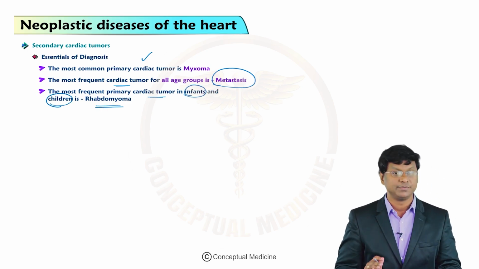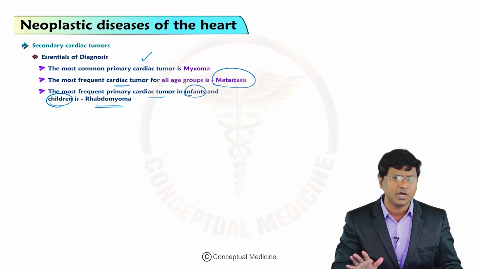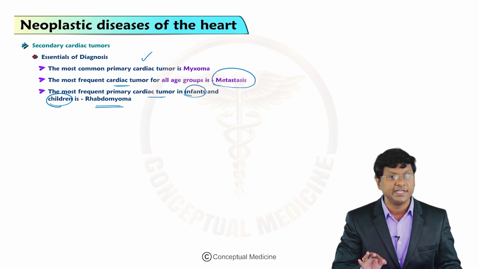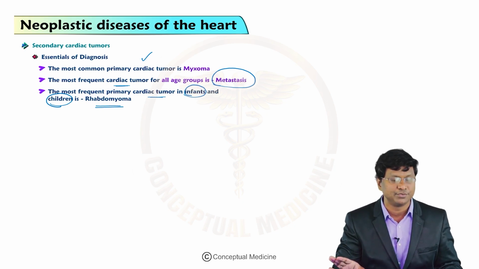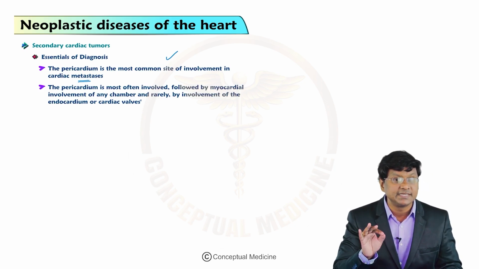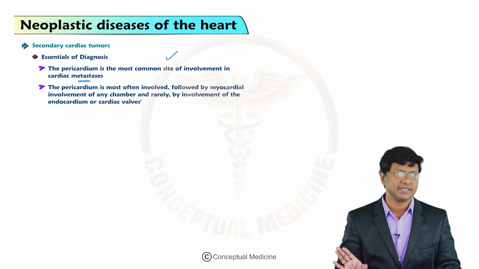will be rhabdomyoma. So please remember this. The most common primary tumor is myxoma. The most frequent cardiac tumor for all age groups is metastasis. The most frequent primary cardiac tumor in infants and children is rhabdomyoma. And the pericardium is the most common site of involvement in cardiac metastasis.